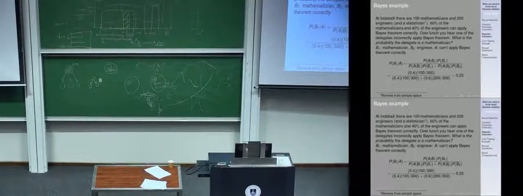So the probability of not being able to apply Bayes' theorem given that you are a mathematician was 40%, because 60% can, so it's the opposite. So it must be 1 minus 0.6, so that's 0.4. The probability of it being a mathematician is 100 out of 300, right? And then this probability is 0.6, because that's the positive, so it's 1 minus 0.4, and 200 out of 300 are there. And if you do the calculations, you get 25%. Okay, so that's not so good for the mathematicians. Sorry, engineers.